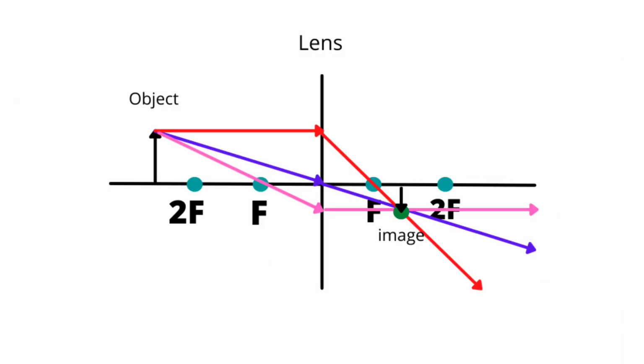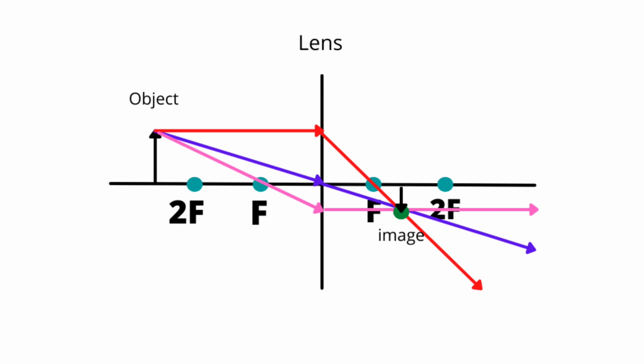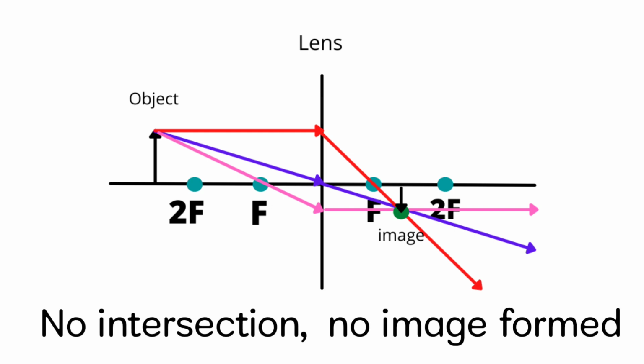And the last part of the diagram will be the image. The head of the image can be determined by where the light rays intersect. In connection, light rays originate from the head of the object going through the lens. If the light rays don't intersect, then no image will be formed.